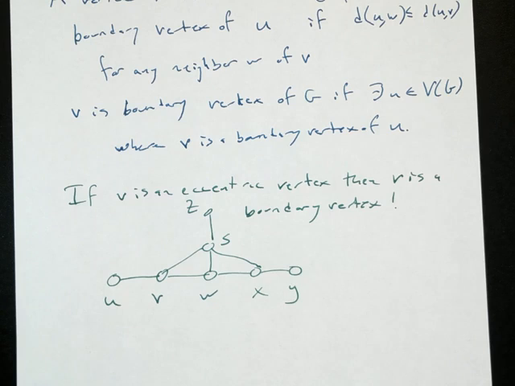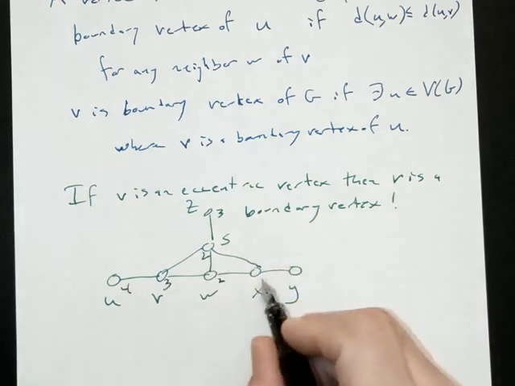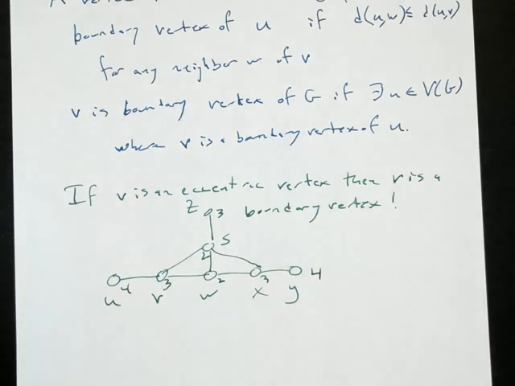I need some eccentricities. So the periphery is U and Y. Let's take a look at W. Z is eccentric to W. Y is eccentric to W. U is eccentric to W. So all three of those are eccentric vertices. Only two of them were peripheral, right? So there are more eccentrics than there are peripheral.